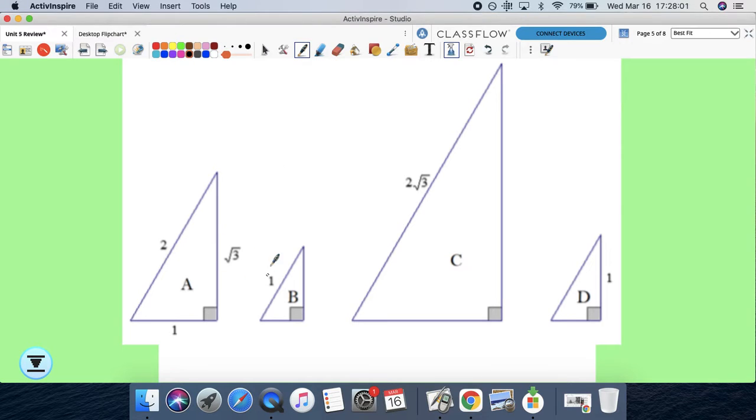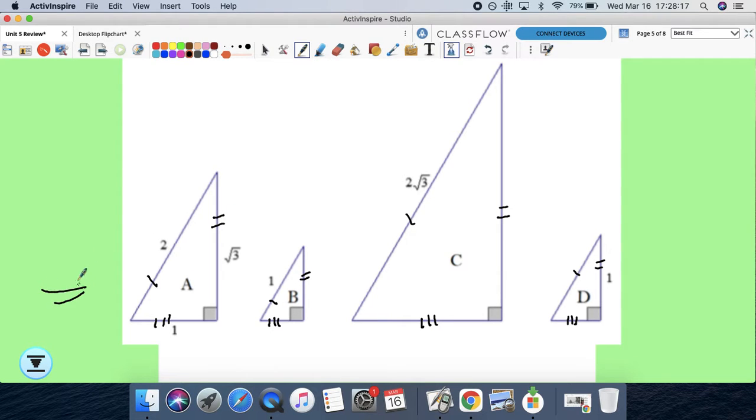See if I can put this on a video. Well, this corresponds to this, and this corresponds to this, and this corresponds to this. And they're all similar. So I can go ahead and do that for now. So let's start with this one.